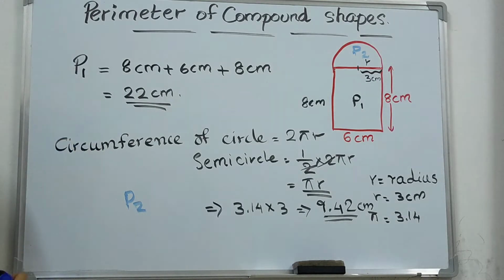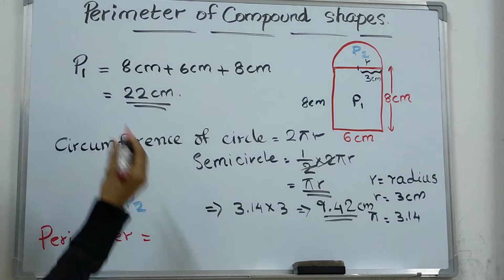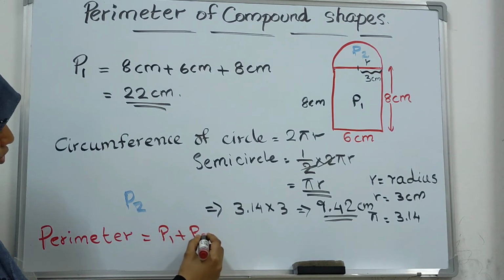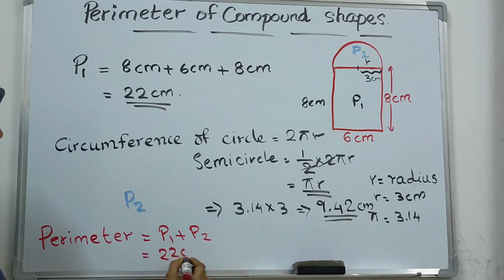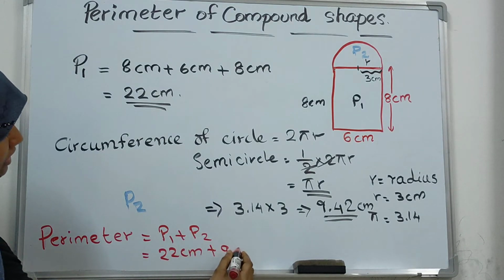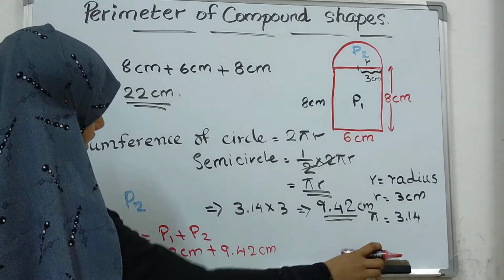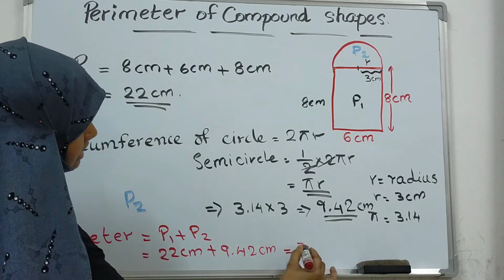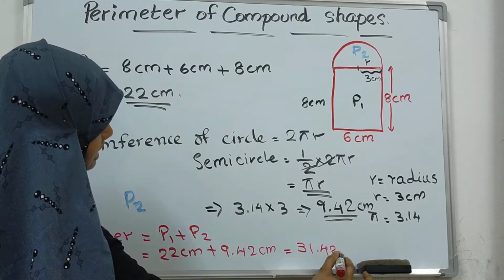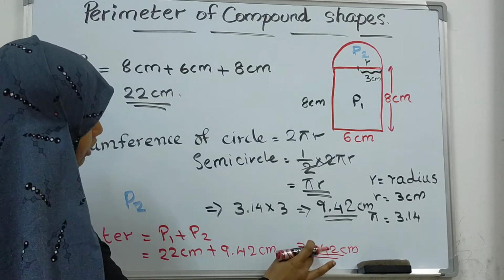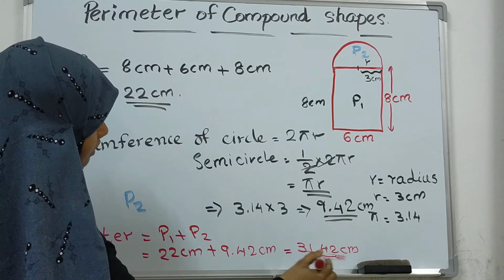To get the perimeter, you will be just adding P1 and P2, which is 22 centimeter and 9.42 centimeter. So just add them together to get your answer, and you will get 31.42 centimeter. So this is the way you are finding the perimeter of a compound shape.